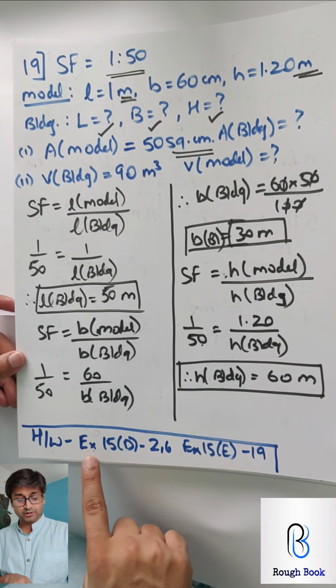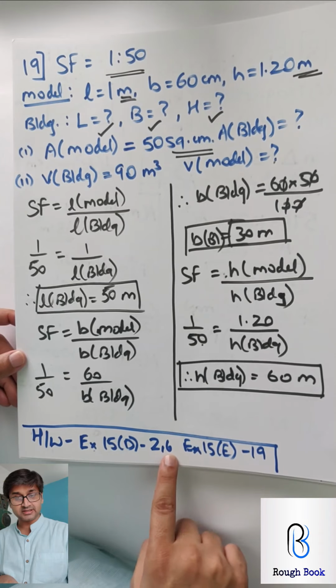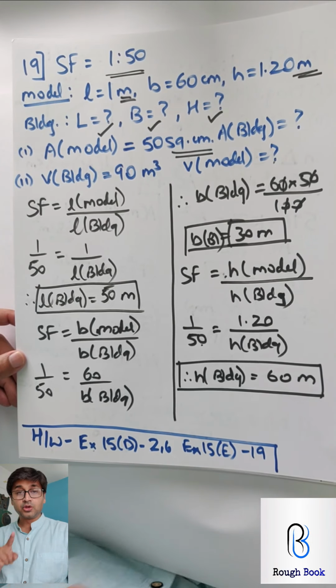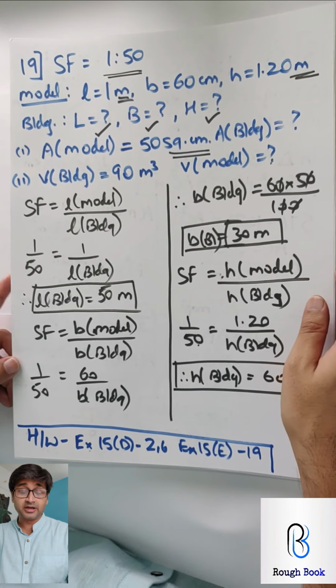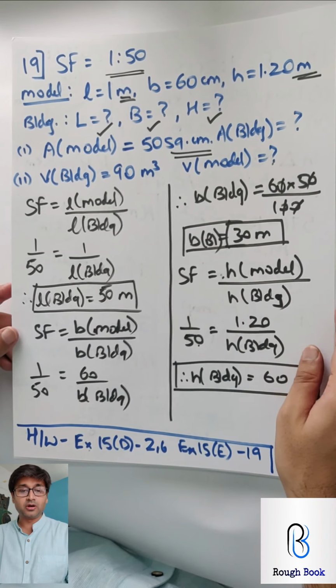For your homework, I want you to do exercise 15D 2 and 6, 15E 19. You must take this as if it's a part of your syllabus. Please don't ignore it. That's my advice. Ultimately, it's your call. Alright?